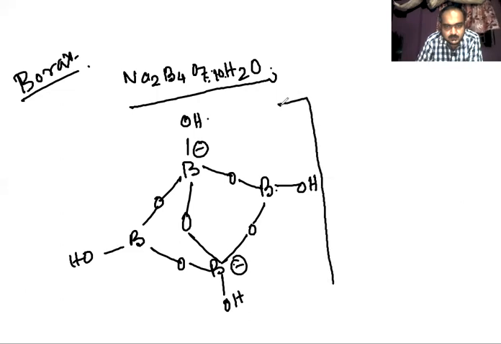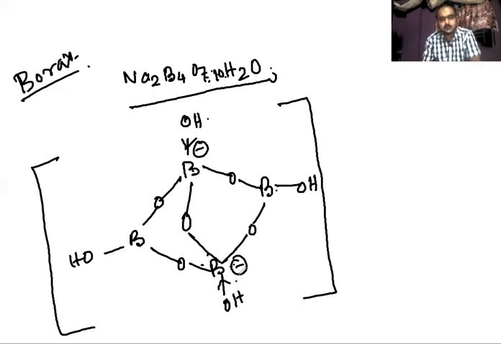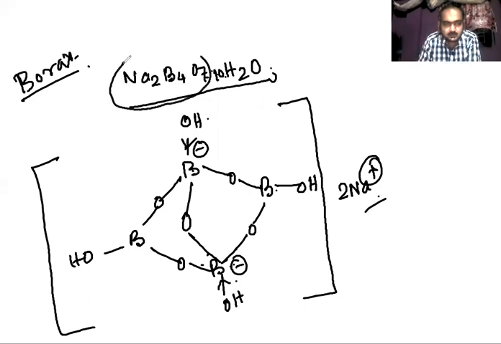Actually, here this boron has excess valency 1, 2, 3, and 4. So this will be a coordinate bond. Now overall the charge is -2, so it should be satisfied by two sodium plus. That's why the formula is Na2B4O7.